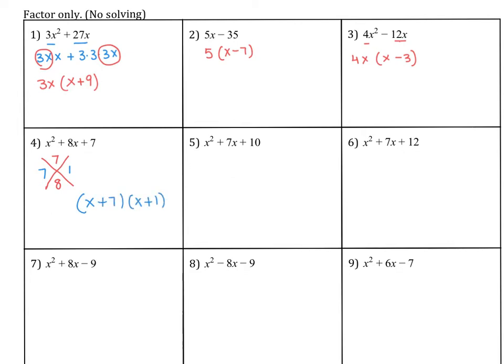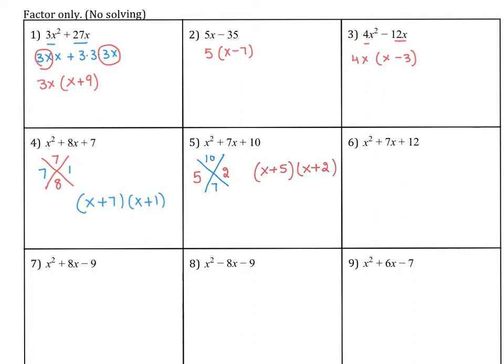Question number 5. So the 10 goes on the top and 7 on the bottom. You're looking for two numbers. When you multiply you get 10 and when you add them you get 7. So those numbers are 5 and 2. So x plus 5 times x plus 2.